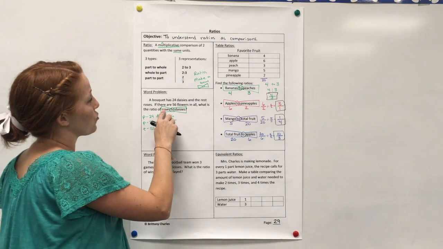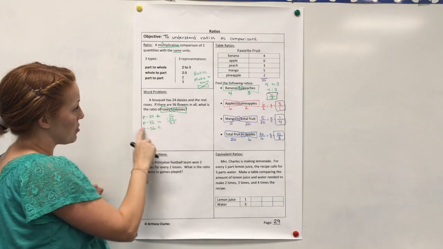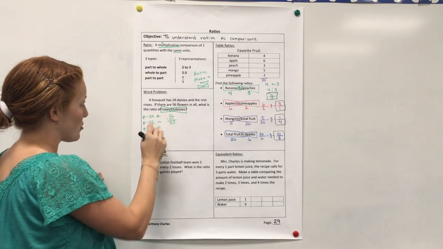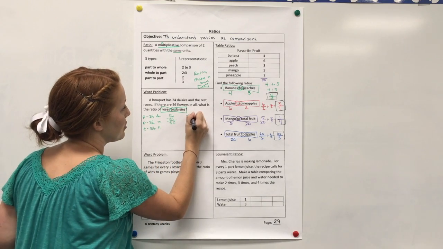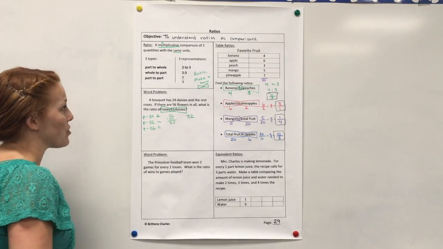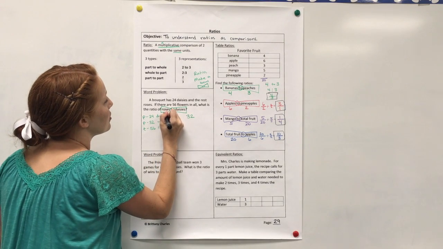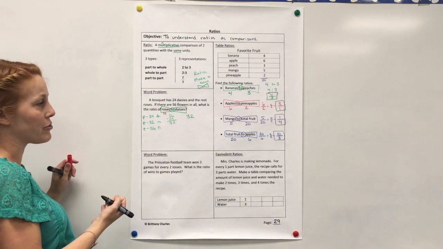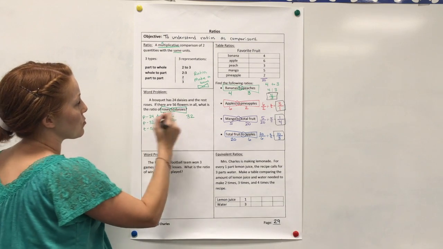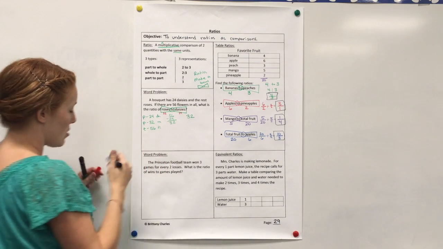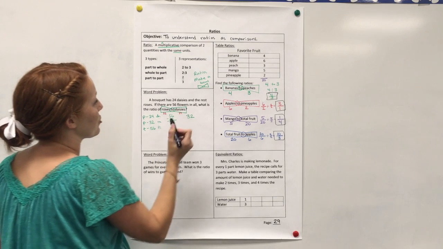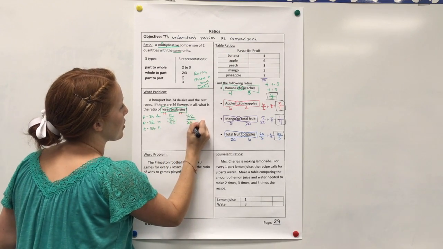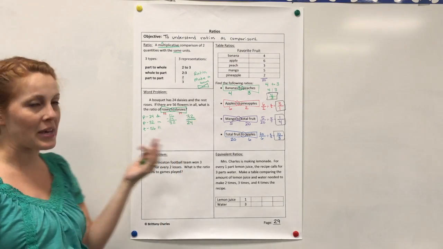Okay, so roses. Well, now which one of these? Okay, roses was 32. So 32. And I like to put it right underneath the bow so I don't accidentally get confused. And then daisies was 24. Okay, so 32 to 24. Now I want to reduce that and make it in simplest form.